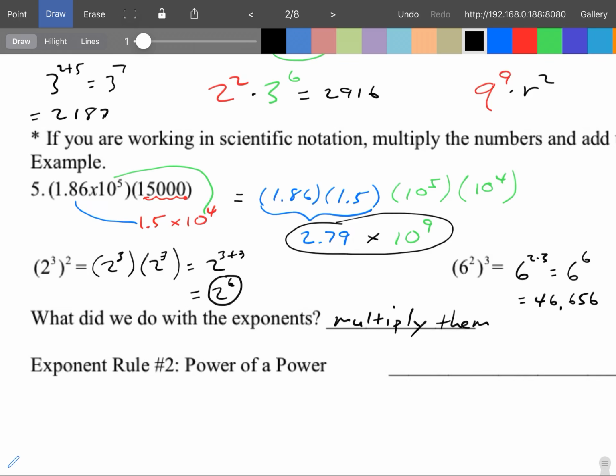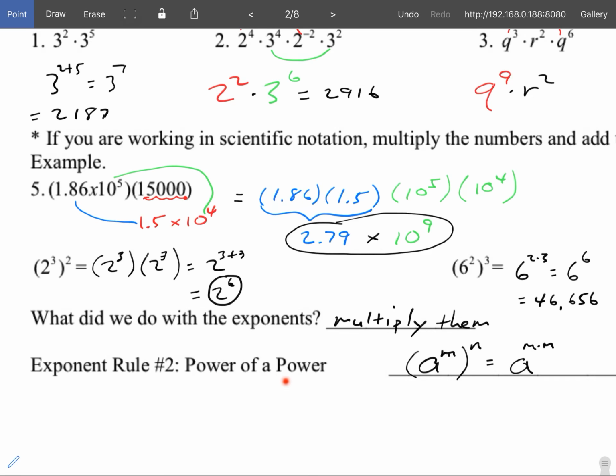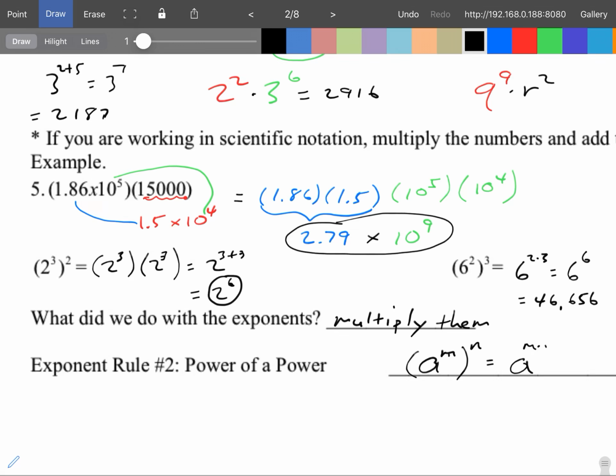Okay, so now I'm going to write you a rule for this. So the rule for this would look something like this. If you had a base A to the m power, and then you raise that whole thing to the n power, you end up multiplying the powers. So it ends up being a to the m times n power. And again, your book calls that rule power of a power. Actually, that looks pretty bad over there. That looks like I've got an m times an m. That's supposed to be an n.